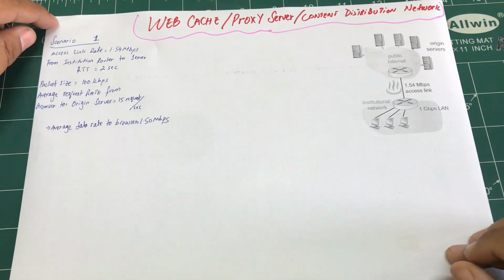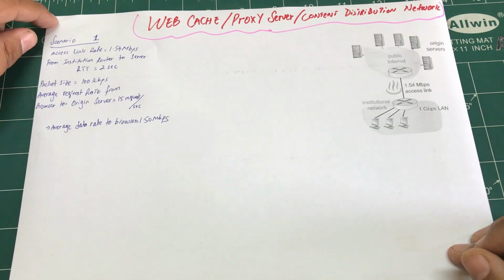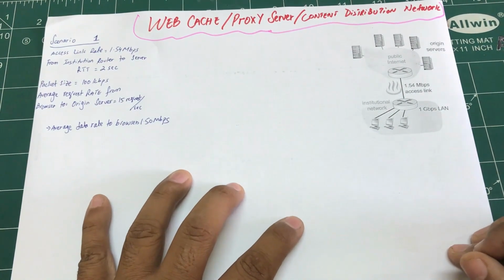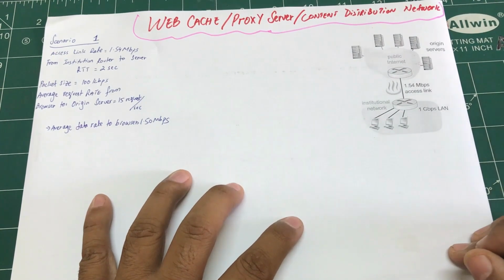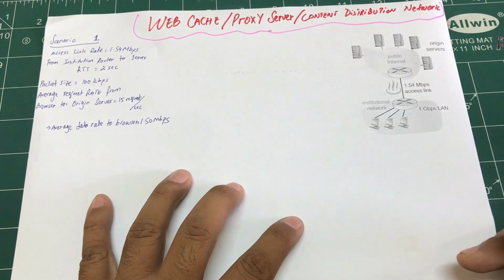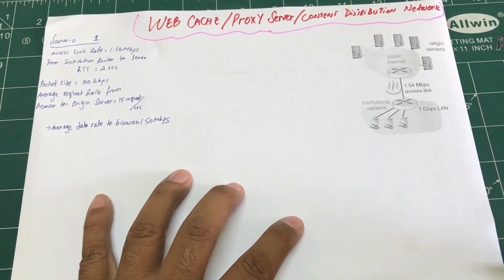Today I decided to make a video on web caches, proxy servers, and content distribution networks. So the question that I'm trying to answer is: why do I need web caches, proxy servers, and content distribution networks? And what do they do to my network? I mean, how can I save money?